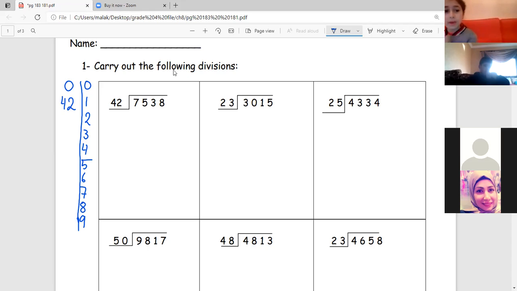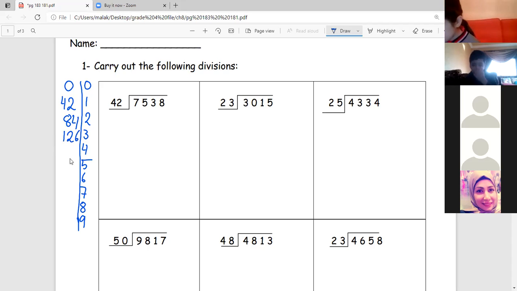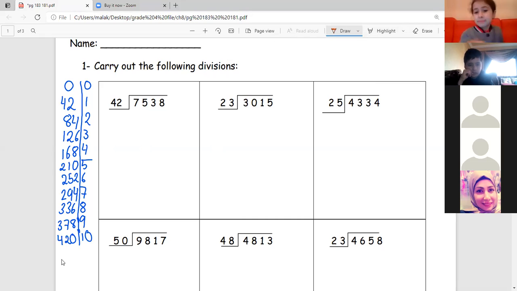0, 42, then? 84. 126. Bravo. Then? 378. Continue one more to check if our answer is correct. 420. So is it correct? Yes. It has to be 42 with 0 at the end. This is table 42. Now, Abdullah, start. How do we divide them?